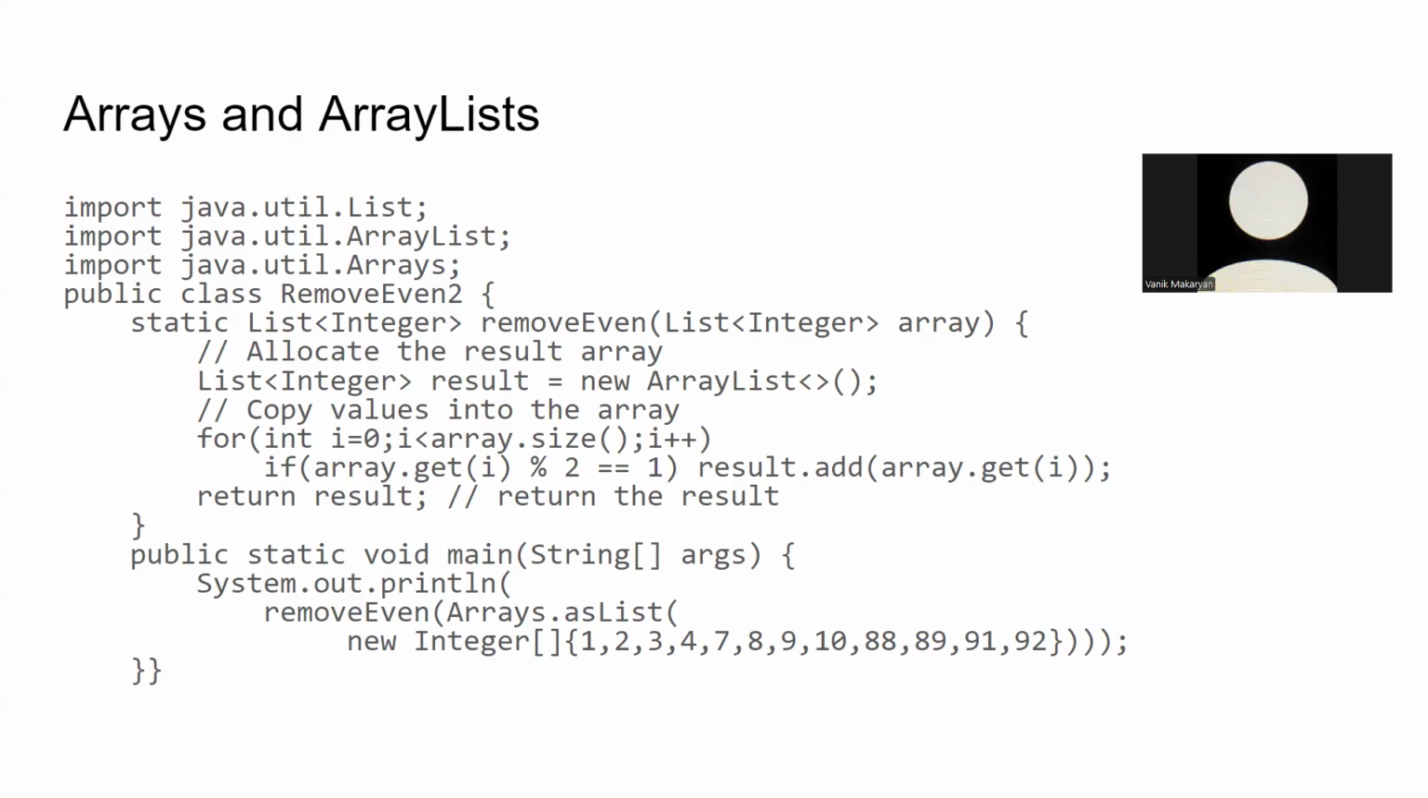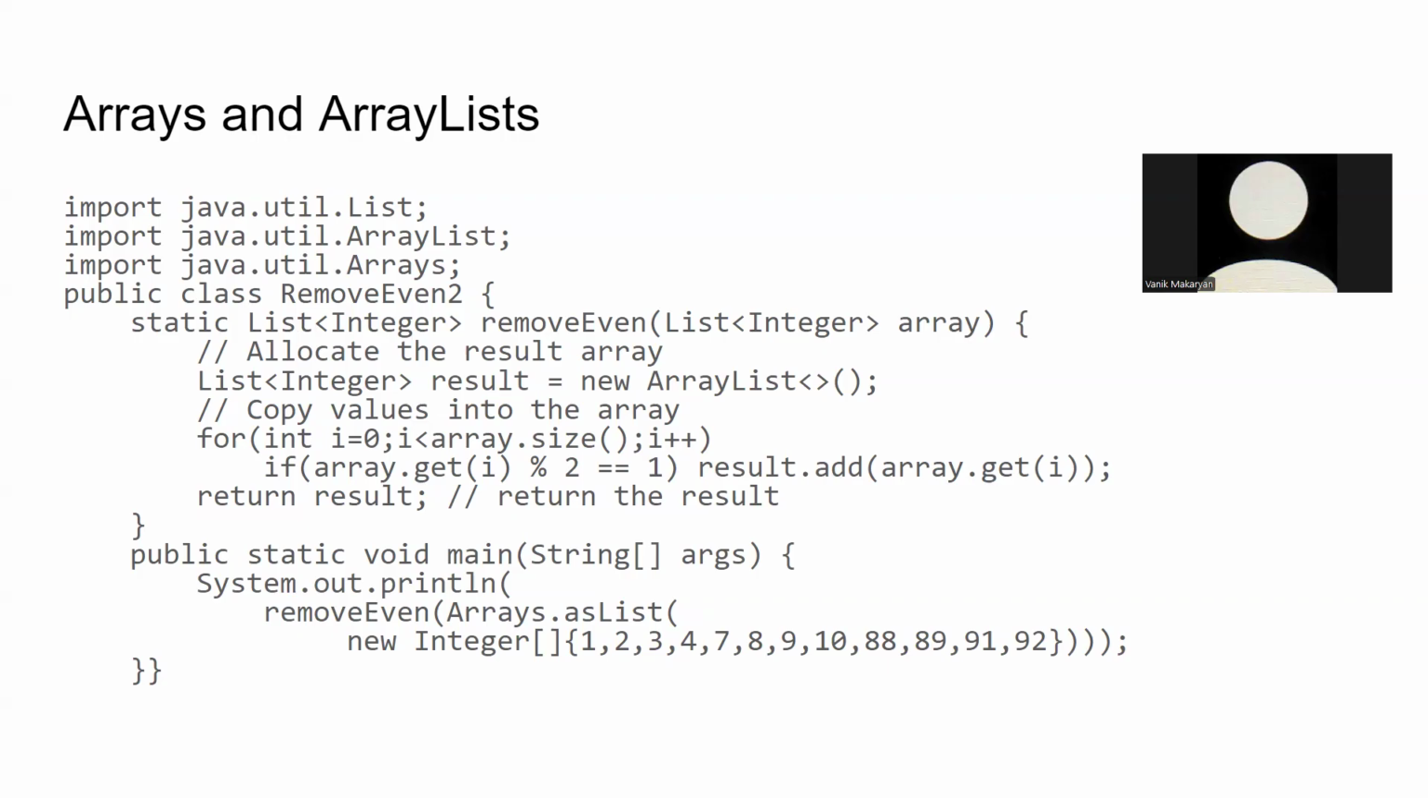When you declare an integer array, you say int square bracket or integer square bracket if you like, and that says that you have an array, and the elements of the array are of type int or integer. In this case, you put that inside angle brackets. So there's a different syntax for declaring an array list.